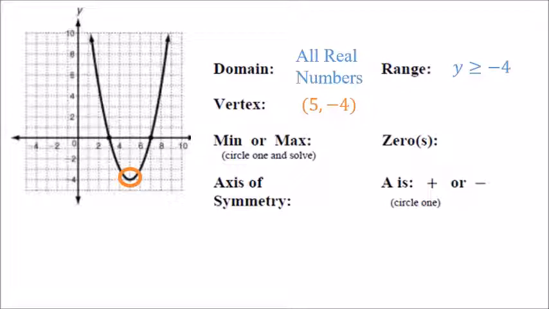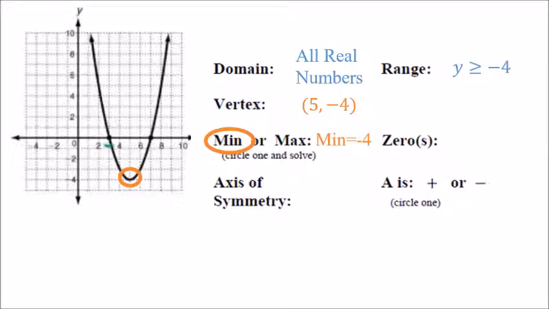This graph has a low point, and we consider low points a minimum. Remember that minimums and maximums are equal to the y value of our vertex. So the minimum of this graph, or the lowest point of this graph, is -4.